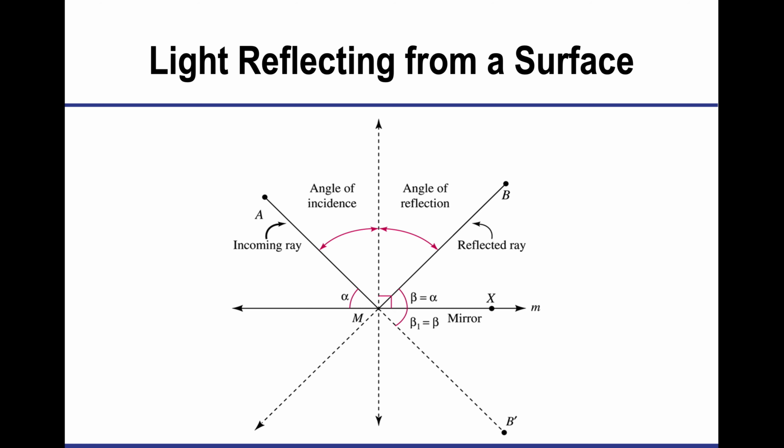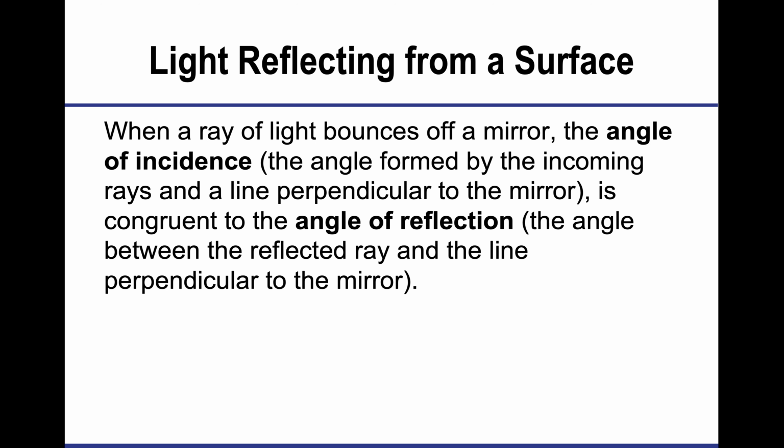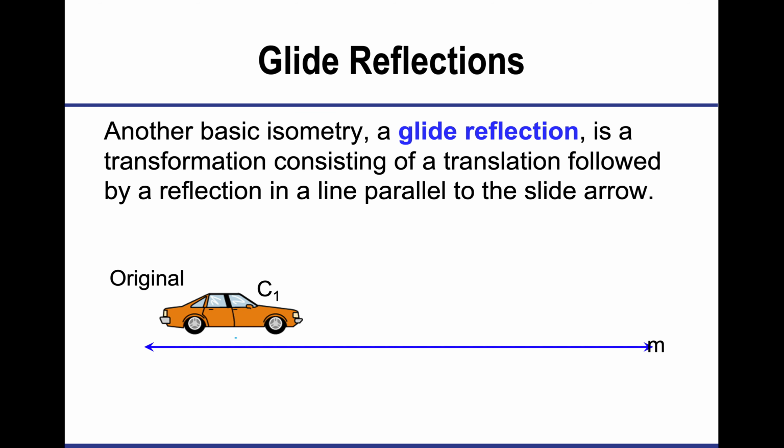If I'm looking at the light reflecting from a surface, so from my science class, I'm going to talk a little bit differently about reflections, because there I'm looking at something bouncing off a figure and it's creating that image. And so what we understand is when a ray of light bounces off a mirror, the angle formed from the angle of incidence is going to be congruent to the angle of reflection, which is why things are going to look reversed in a mirror.